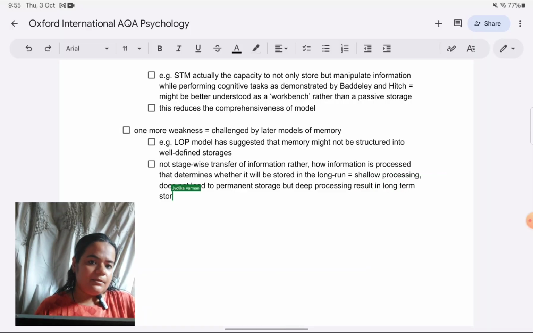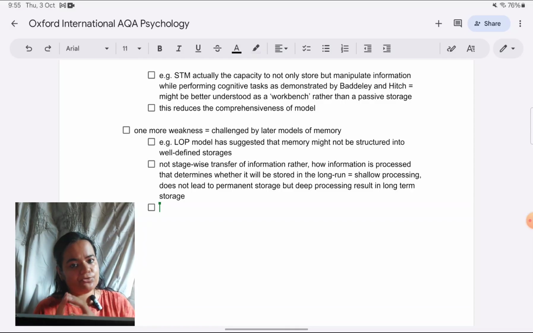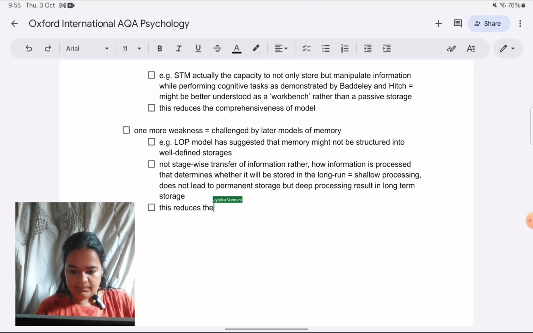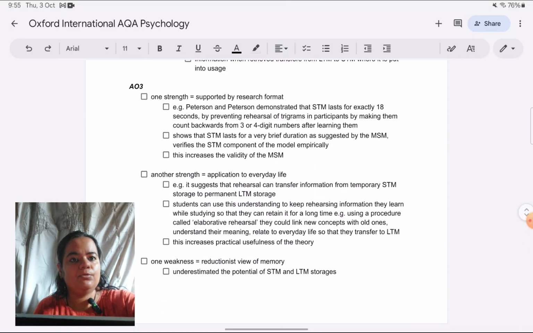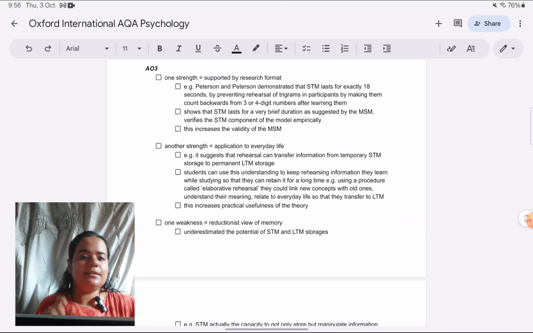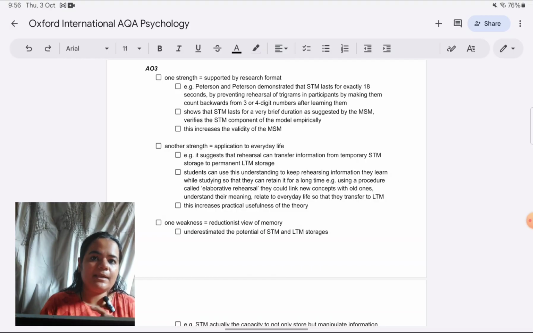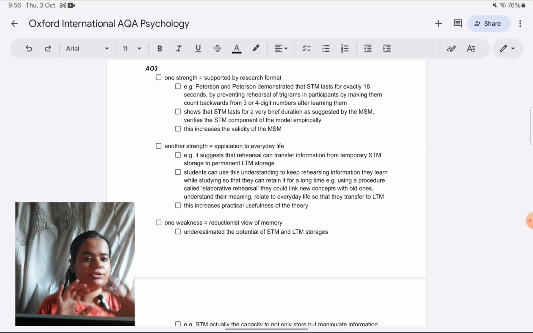So some other models seem to be better able to account for memory. Maybe they are better accounts of how memory works. They're able to explain more accurately as compared to the MSM. So this could reduce the validity of the model. Okay, so that covers my AO3 points. I wanted you to see how I've given a depth of information. Every point I have elaborated upon rather than just trying to include as many points as I could.